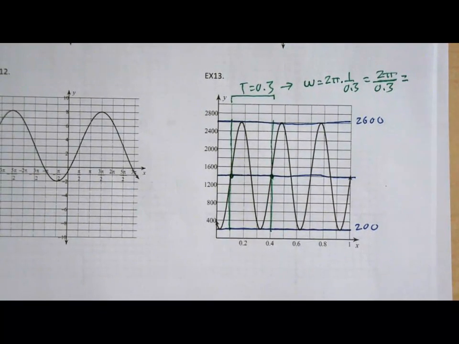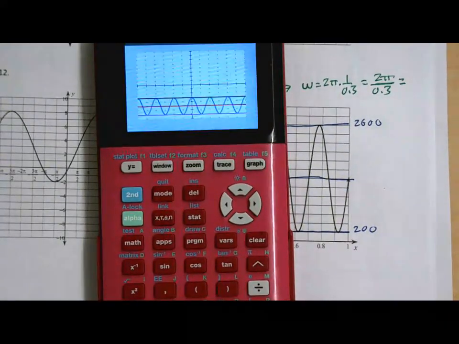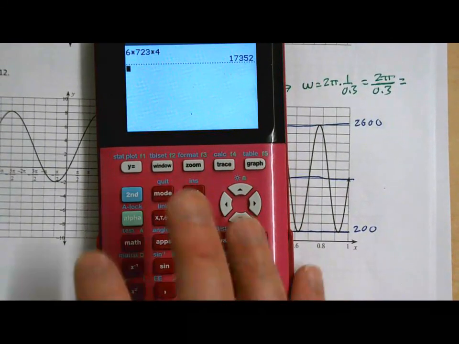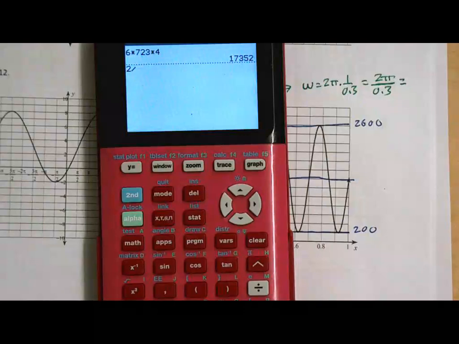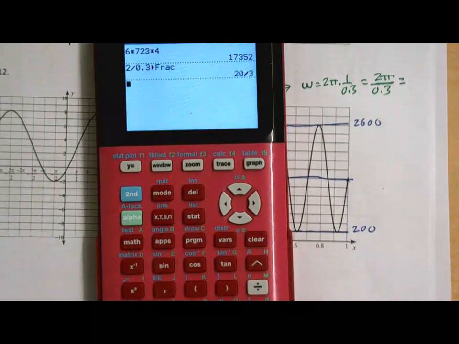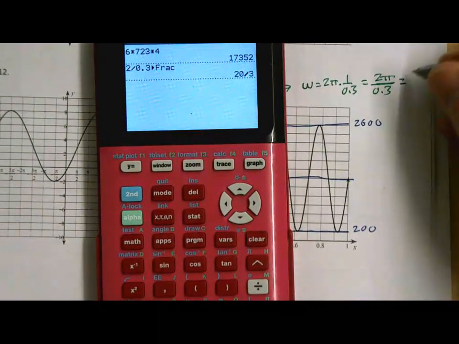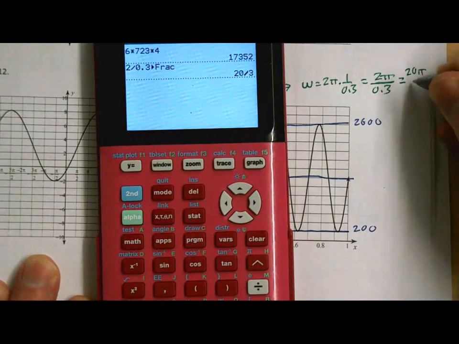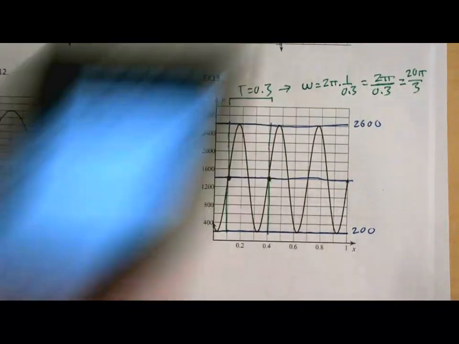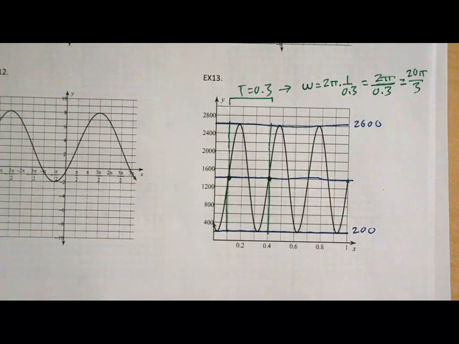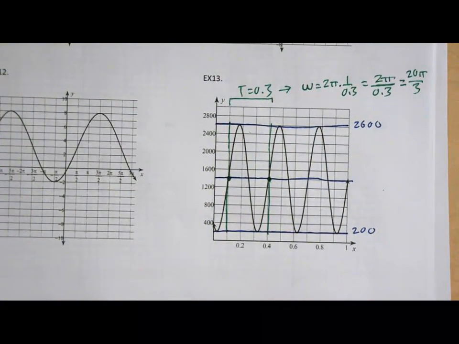But if you can't do that in your head, remember your calculator can. Type in 2 divided by 0.3 and math frac it. It's 20 over 3. So please do not use 2 pi over 0.3. Use 20 pi over 3 for omega.